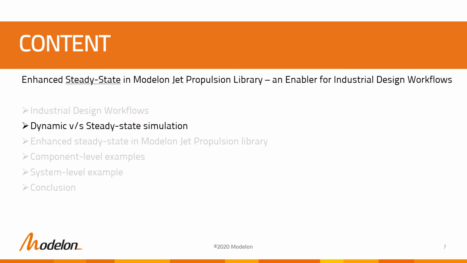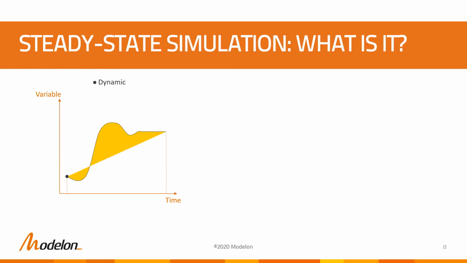Let's now move forward and discuss the main differentiators between dynamic and steady-state simulation. When performing a dynamic simulation, the entire trajectory of the variables is computed during the simulated time. If we are interested in the equilibrium of a system, we might thus need to simulate a long transient period before reaching the point of interest.